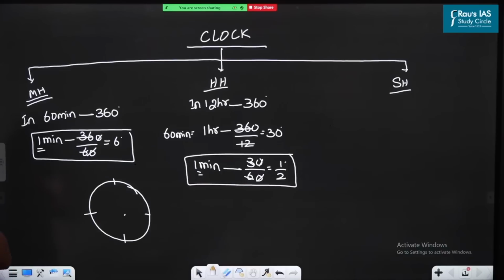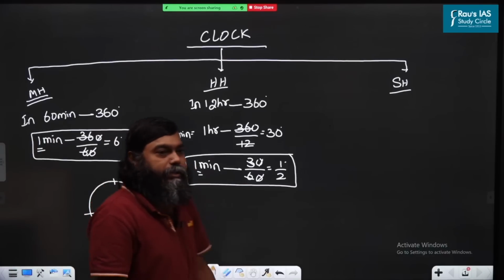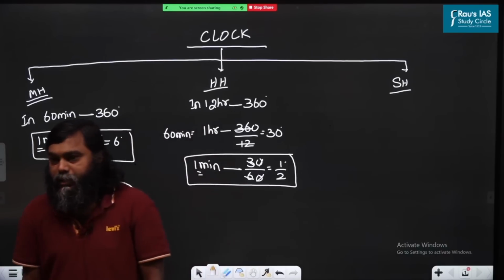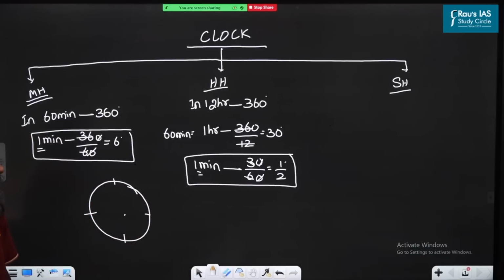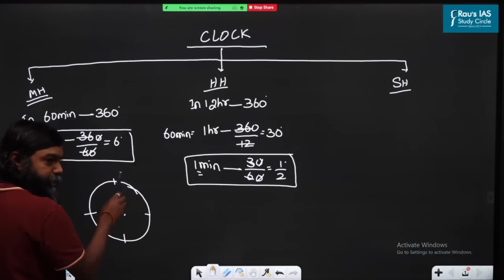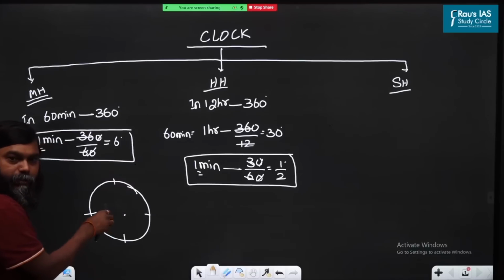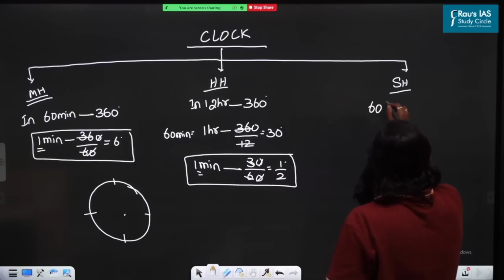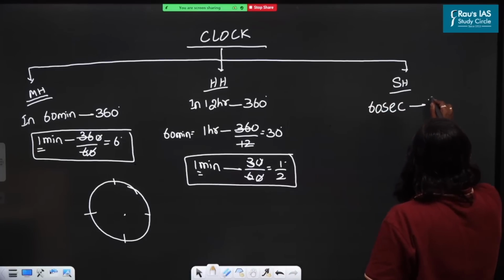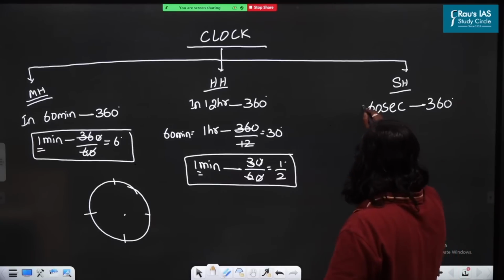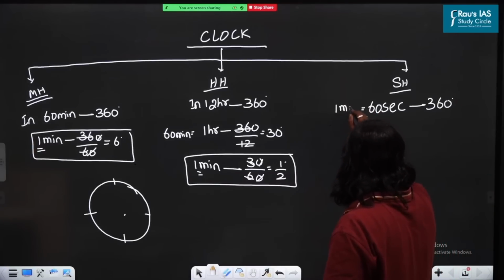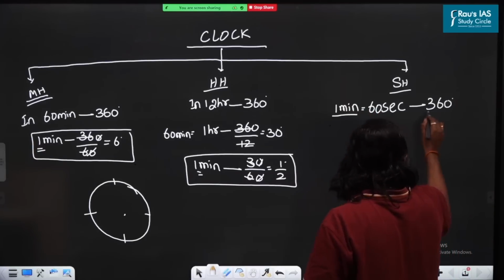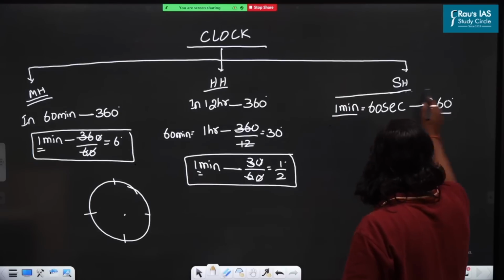Now come to the second hand. Now the second hand started running. In how many seconds does it cover the entire full circle? In 60 seconds, it covers the entire full circle. That is 360 degrees. So 60 seconds means how many minutes? 1 minute, 360 degrees.